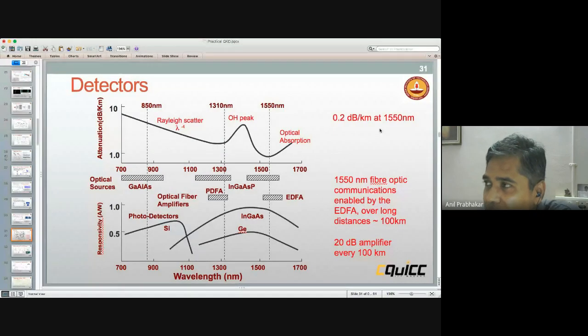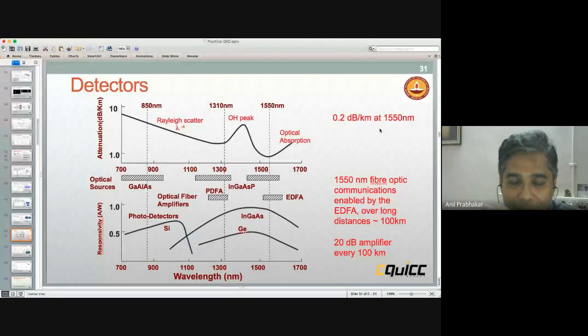Now, this is a log scale. 20 decibels means if I send 100 photons, only one photon will reach after 100 kilometers. So just think about this. Only one out of 100 photons reach. Alice sends 100 photons, Bob receives 1 photon. Alice sends 1,000 photons, Bob receives 10 photons. That is why I was using that example earlier. 1,000 to 10, right? The rest of the photons are going to get lost in the fiber.